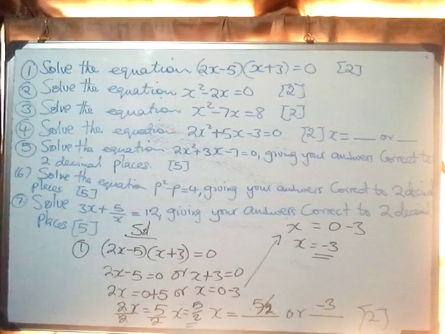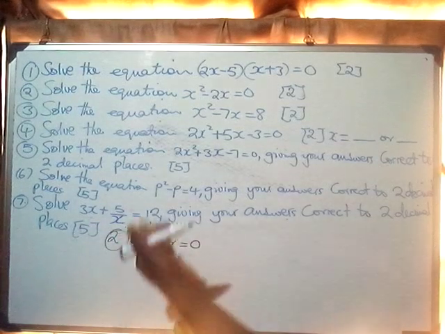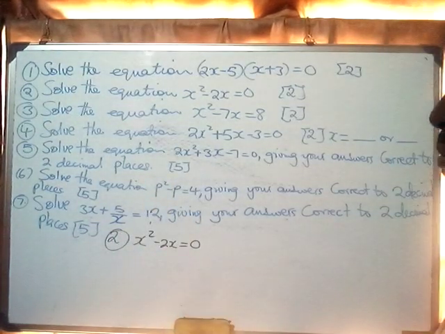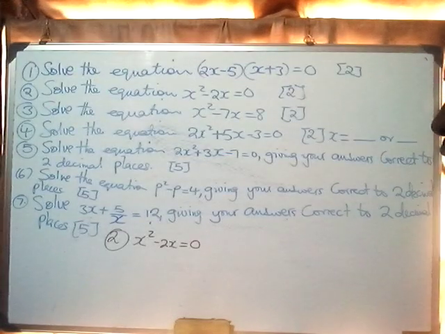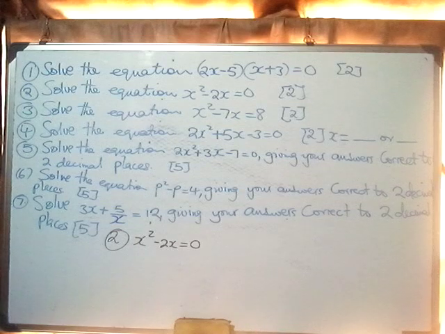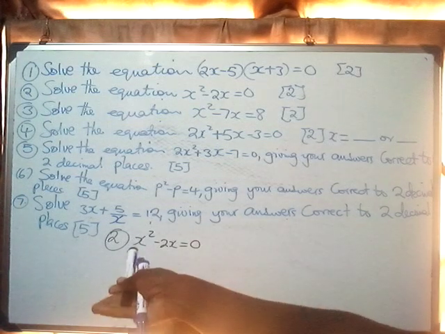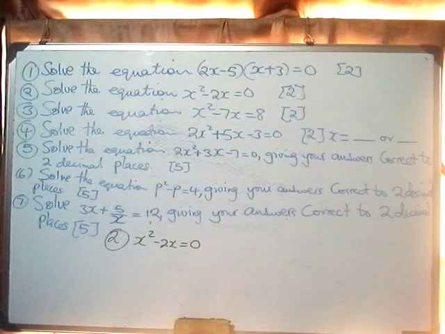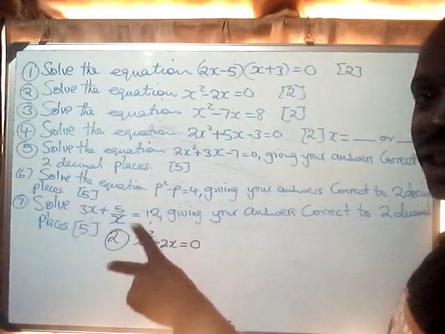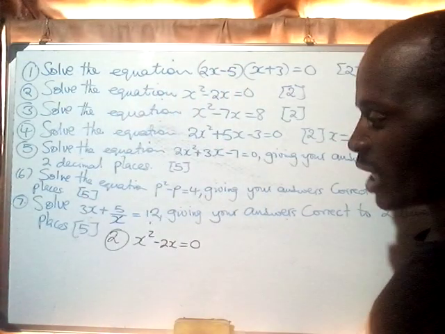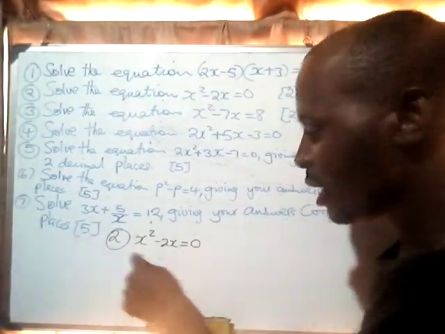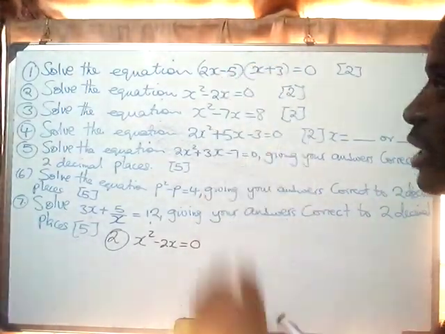Let us go to question number 2. Question number 2 is x squared minus 2x is equal to 0. Remember, this one is also a quadratic equation. Why is it a quadratic equation? Because the highest degree for x is 2. If the highest degree for x is 2, this means that in our answers, we have to find two values of x. Such a question is different from the first one.